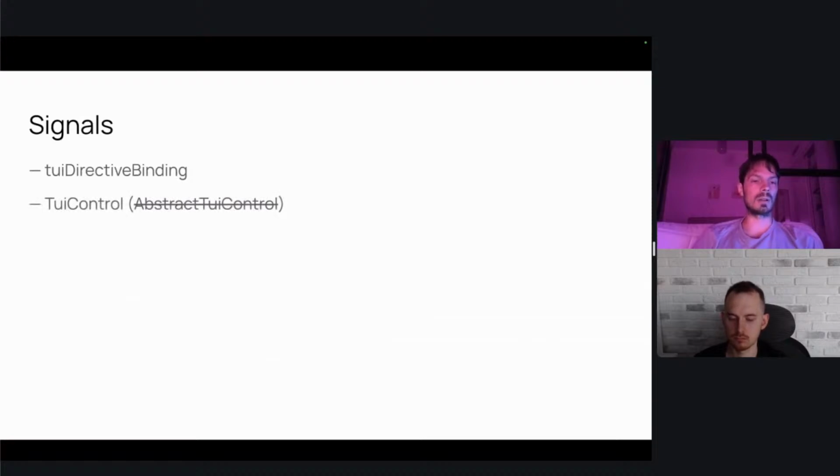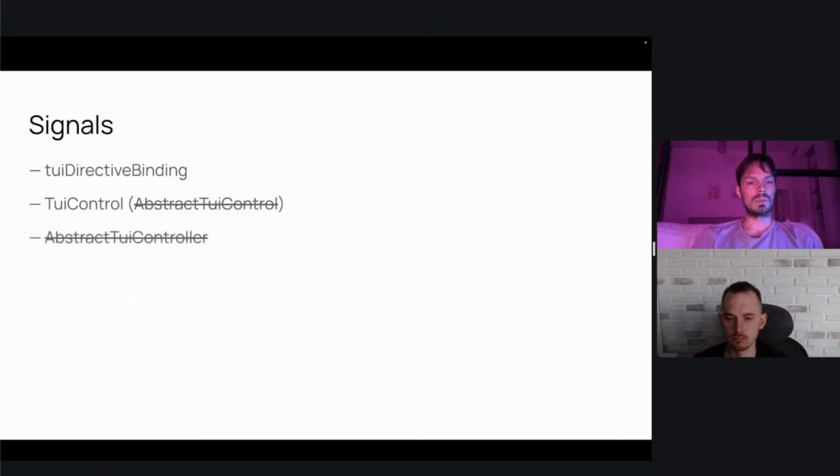And our abstract TuiControl class that we used in all of our controls is now deprecated and moved to legacy. And instead, we have a new abstract class called TuiControl. It's a control value accessor that we base our components on, that now uses signals a lot for simplification of code. It's much simpler and cleaner than the previous one.